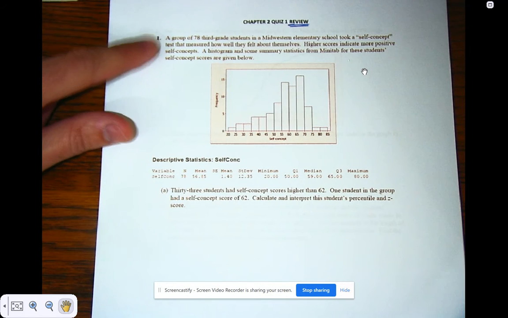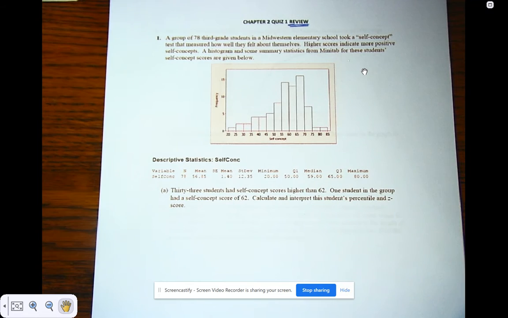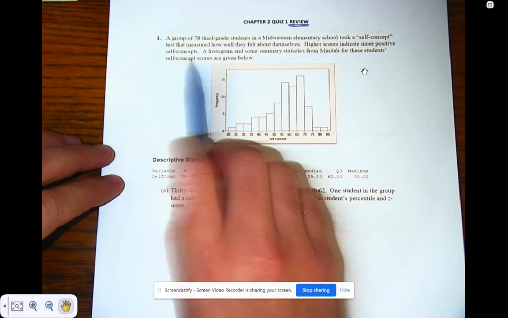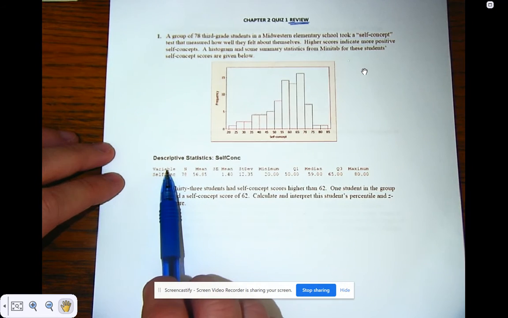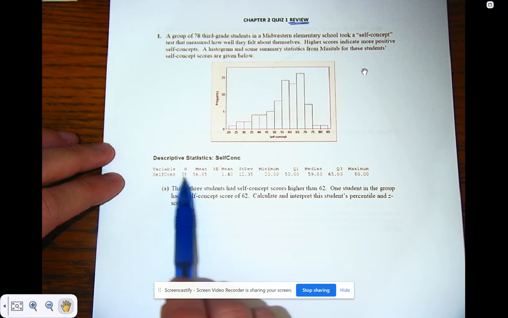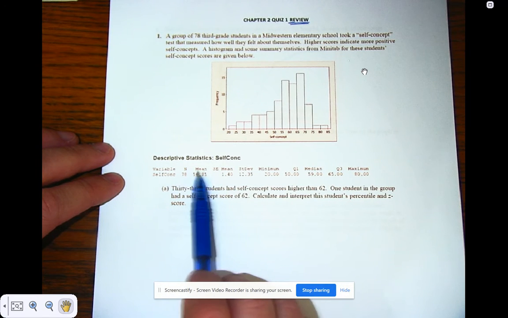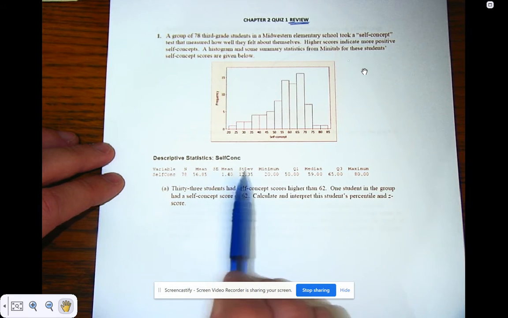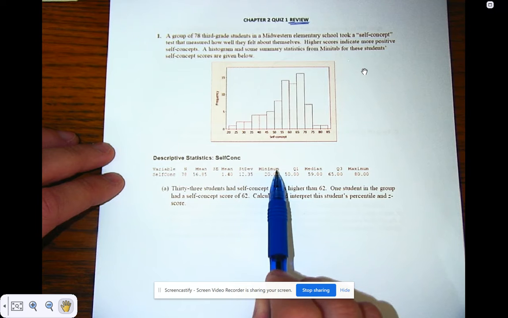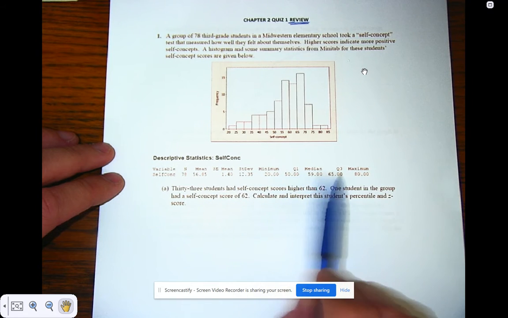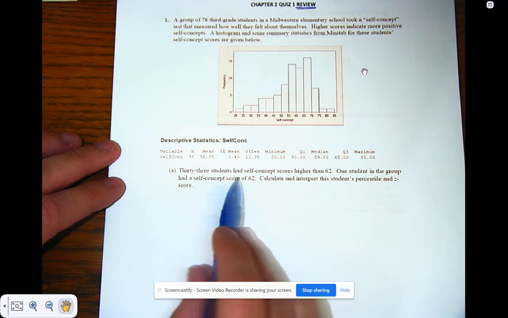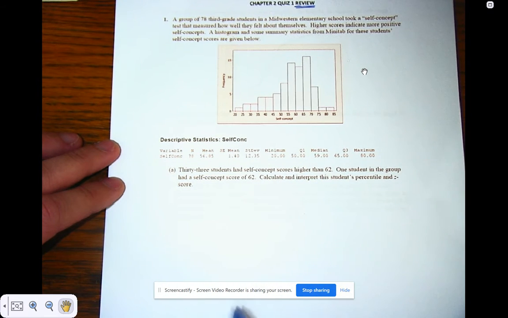Okay, so the first question says a group of 78 third grade students in a Midwestern elementary school took a self concept test. Higher scores indicate more positive self concepts, etc. As you come down here, you've got descriptive statistics. N stands for how many students, so that's 78. This mean is the average. You don't know what the SE of the mean is, so you can ignore that. This is standard deviation. And then your 5-number summary: minimum, quartile 1, median, quartile 3, max.